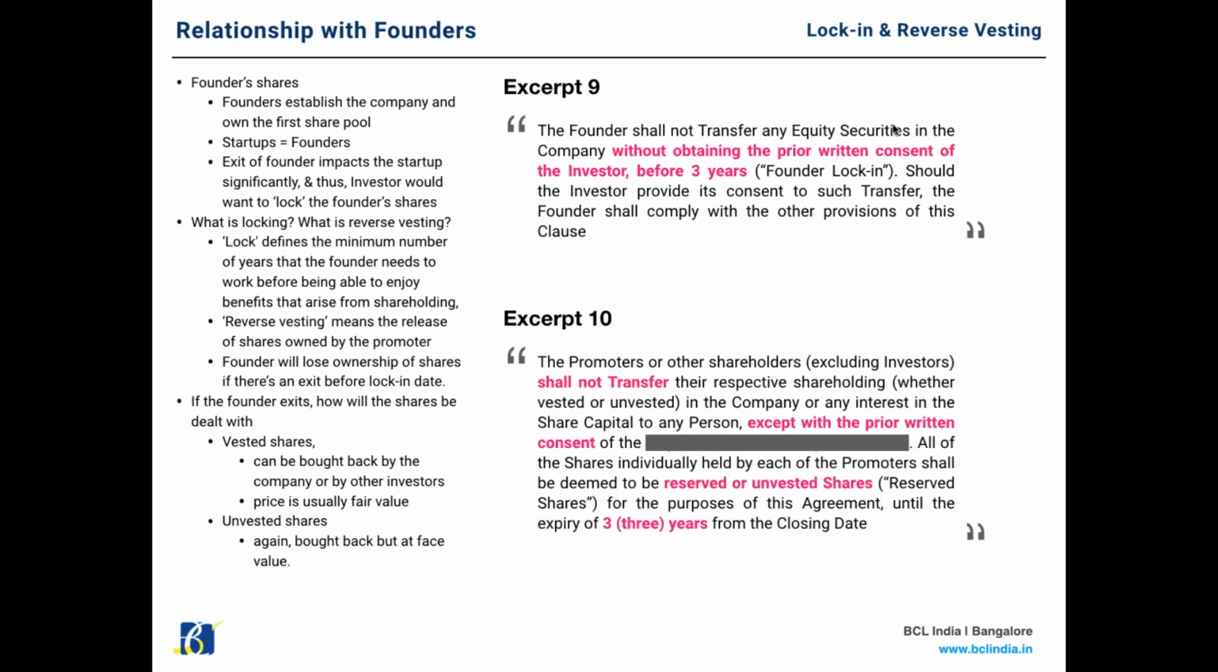Excerpt number 10: the promoters or the shareholders shall not transfer. This is lock-in again. Their respective shareholding, except with prior consent of the investor. All the shares individually held by the promoters shall be deemed to be reserved shares or unvested shares for the purpose of this agreement until the expiry of 3 years from the closing date. So extremely important clause.